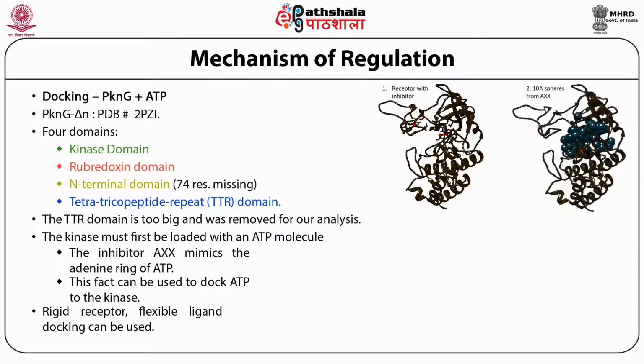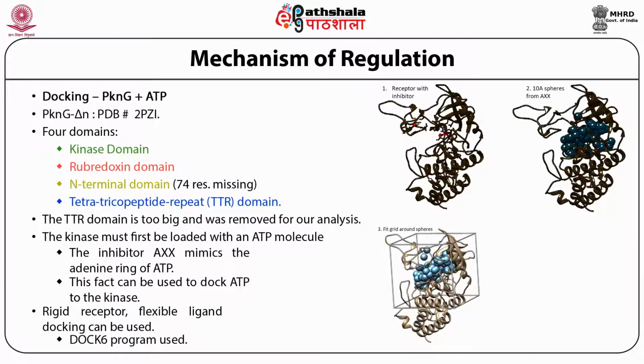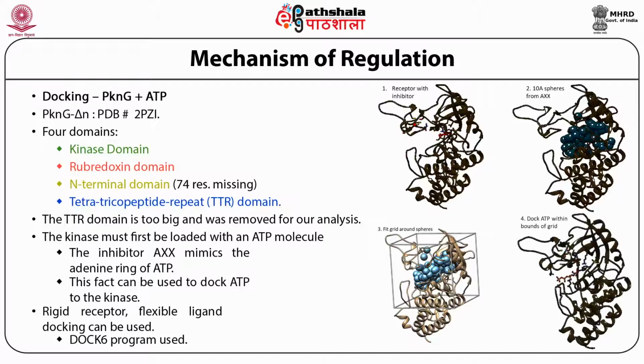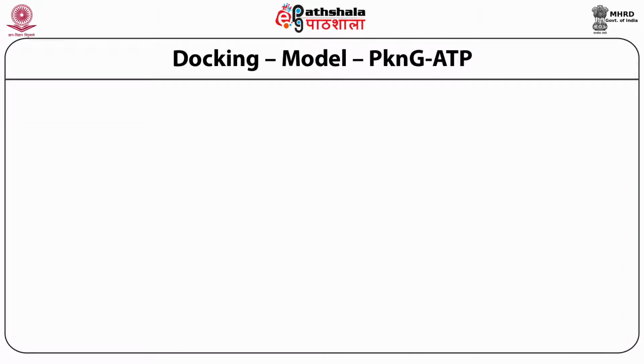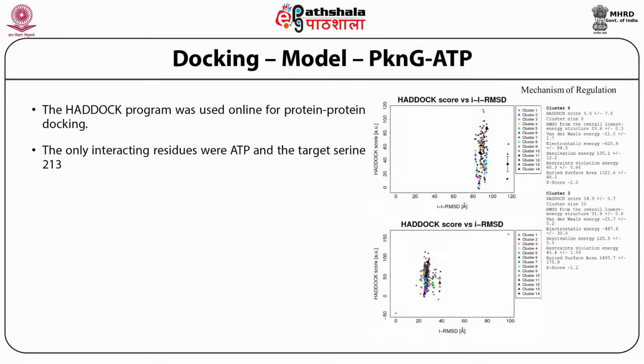That's what we do. In docking, we use the DOCK 6 program to model this receptor. We evaluated which space is available for PknG to bind with ICDH, and we docked the ATP in exactly the same space. The crystal structure also shows the same place as the ATP binding site. We modeled PknG and ATP using the Haddock program.